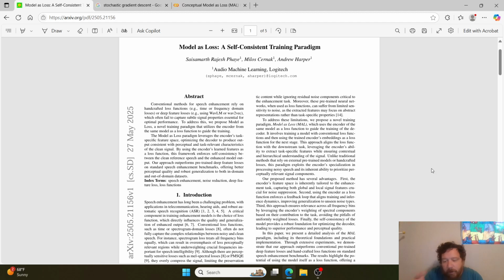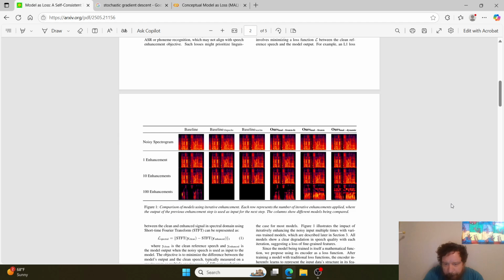So it's a two-step training process. Step number one is that you train it on the data set as you normally would. Step number two is that you train the encoder as the loss function itself. And how do you do that? In this instance, it's Logitech, so they discovered this via audio. Their method here is audio, and they take spectrograms, like what we're seeing here, of this audio.